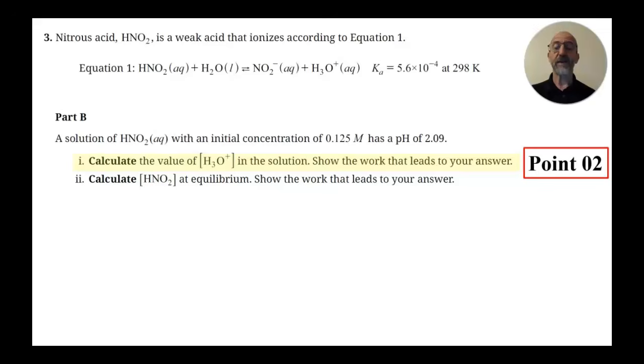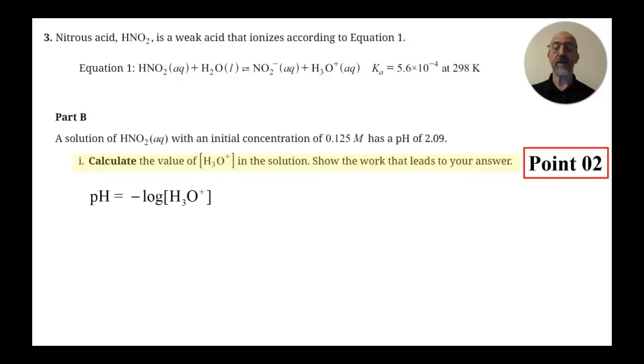If I write the pH equation, pH equals the negative log of the hydronium ion concentration. Now we know the pH is 2.09, then 10 to the minus 2.09 will give me the concentration of the hydronium ion for this solution. So 10 to the minus 2.09, I get 8.1 times 10 to the negative 3 molar. So that would be my answer for point 2.